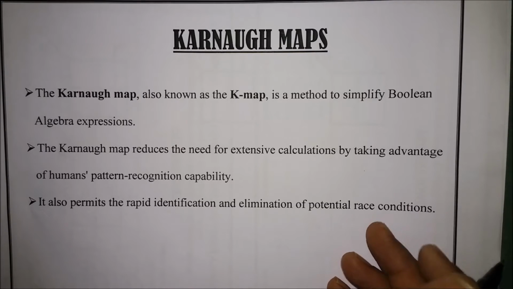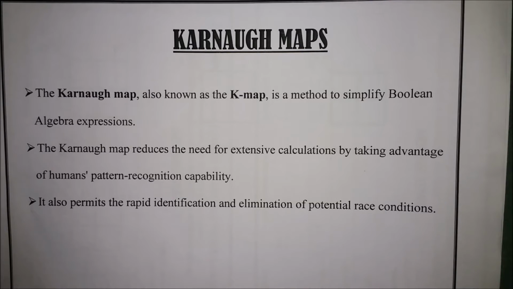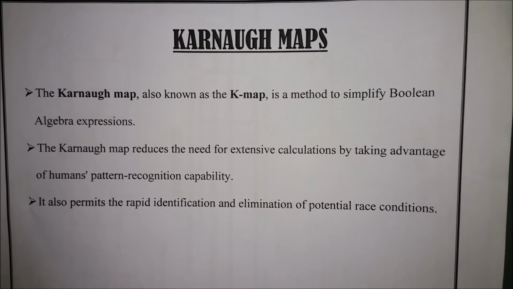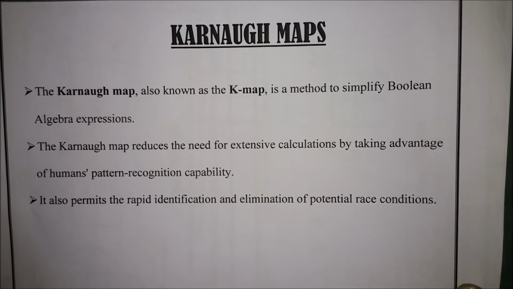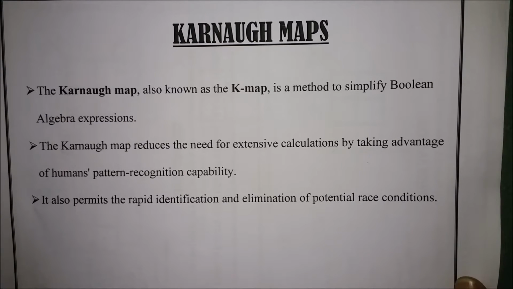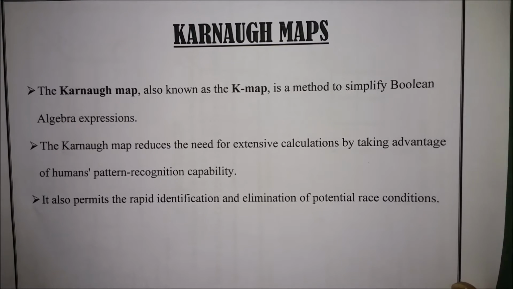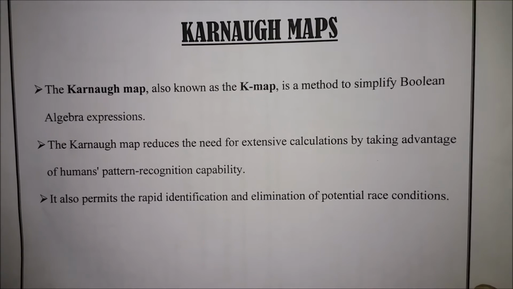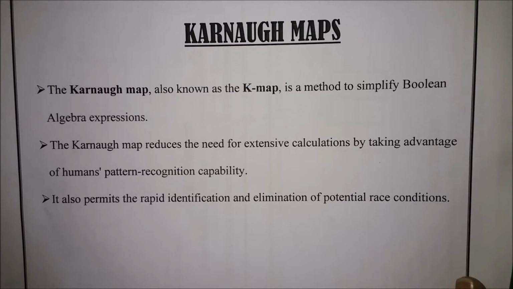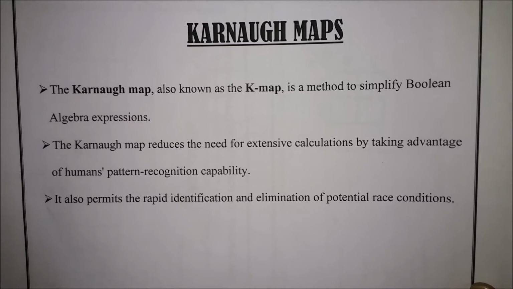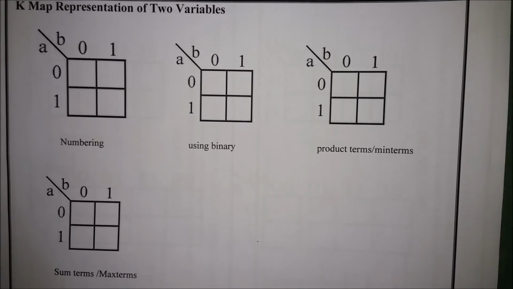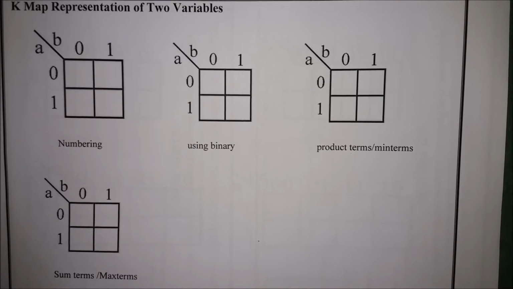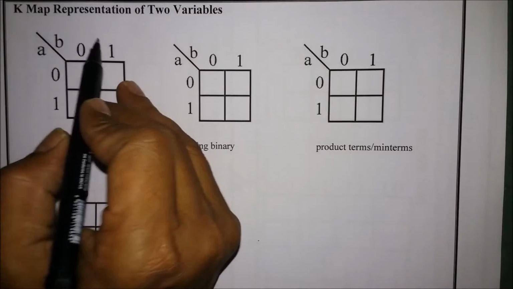So instead of using the Boolean theorems and postulates, we are going to use K-maps, and we'll be getting the solution as soon as possible. Let us proceed with how to represent a K-map, then how to identify the cells, and then we'll proceed to the rules and the solving of Boolean expressions using K-maps. Now here you can see the K-map representation of two variables.